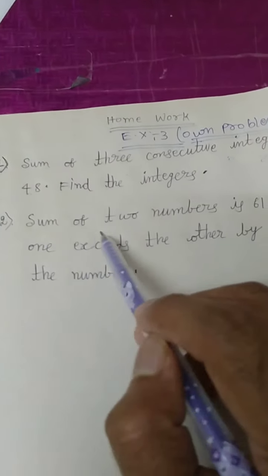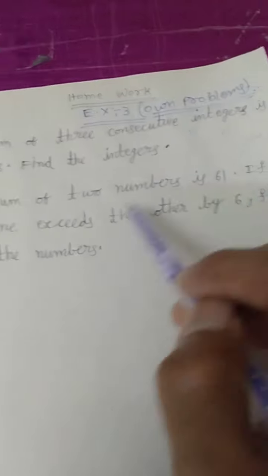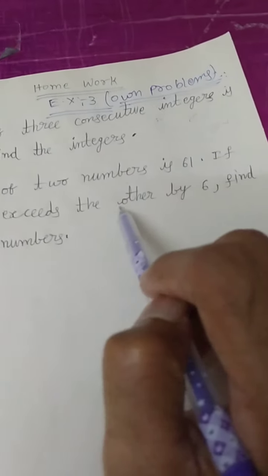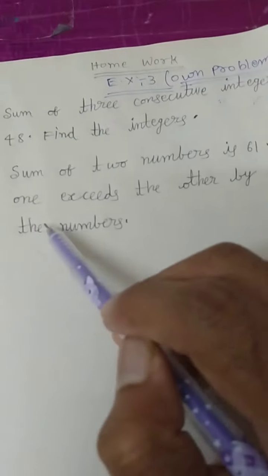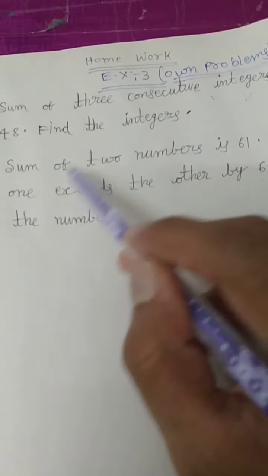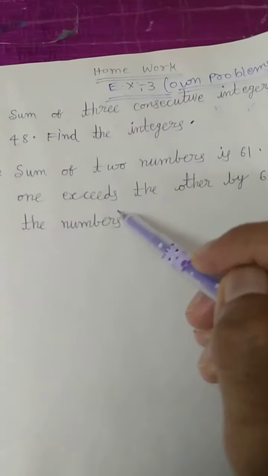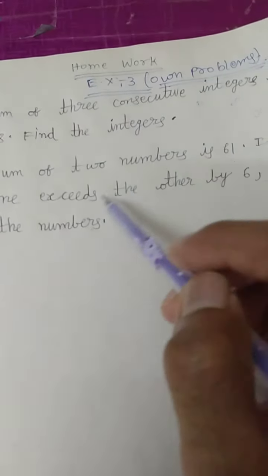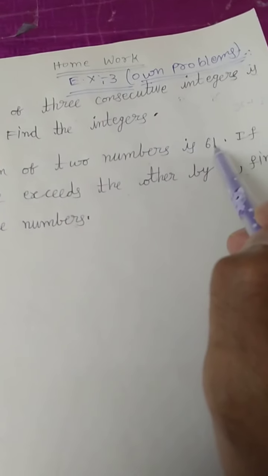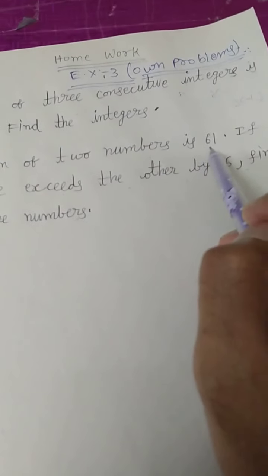Next, second problem: sum of two numbers is 61. If one exceeds the other by 6, find the numbers. This one is also the same as the first problem, children, which I explained in this class only. So see children, two numbers are there. Two numbers' sum is 61.